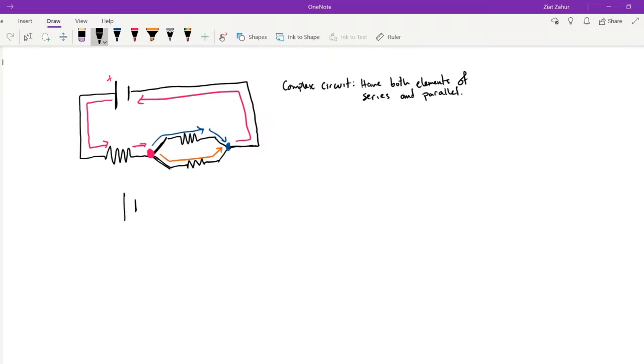I'll draw it one more time, this time without the current flow diagram. We'll call this a 10 volt battery. The first resistor we'll make 2. This is 2 ohms. The second one will be 3 ohms. And then this one here will be 6 ohms.